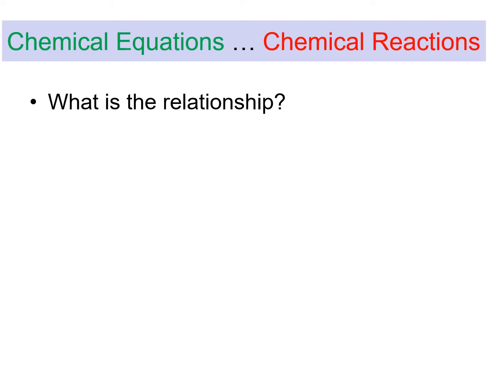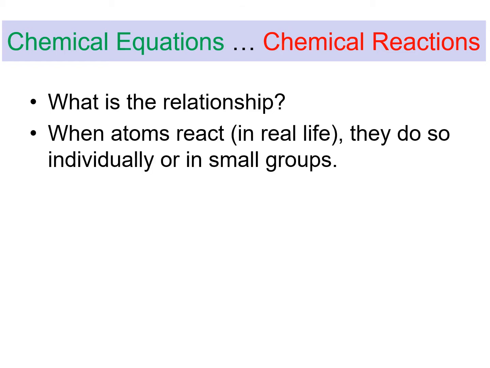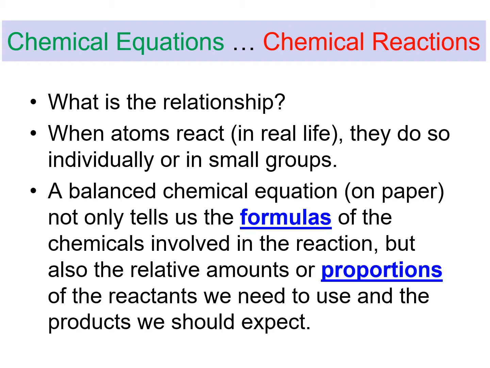If you watched the previous set of videos that I made about chemical equations and chemical reactions, you'll recall that the relationship is the way that you look at them. Atoms react in real life. And when they do, this is important. They do so individually or in small groups. We represent those small groups or individual atoms on paper with chemical equations. And those equations should be balanced.